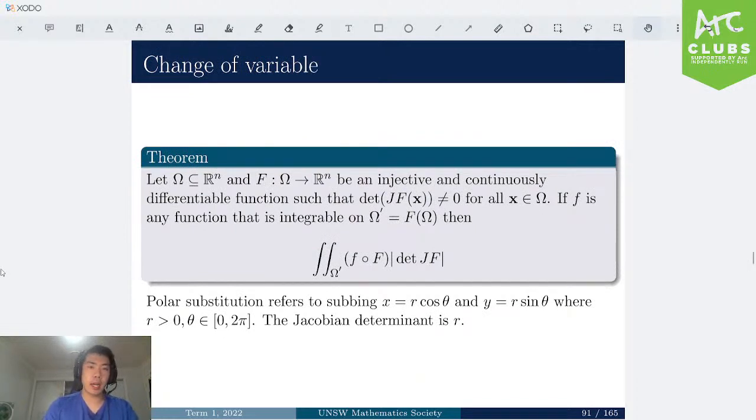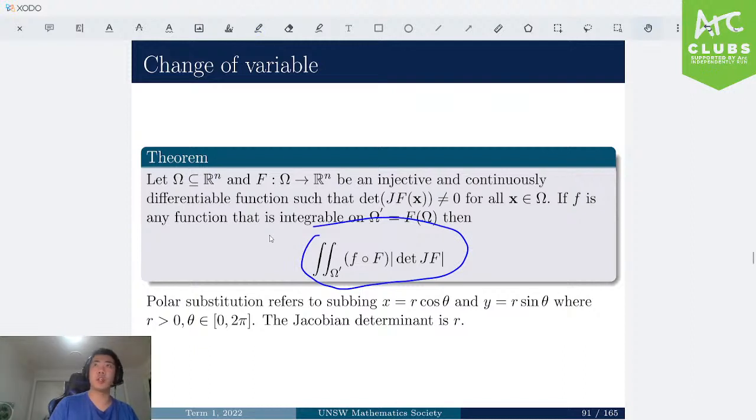Let omega be in R^n and f be a function that's injective and continuously differentiable such that the determinant of the Jacobian of f is not 0 for all x. If f is any function that is integrable on omega dash, which is f of omega, then the integral over this region of lowercase f composed with uppercase f, times the absolute value of the determinant of the Jacobian of f, is how you would evaluate the integral. Okay.